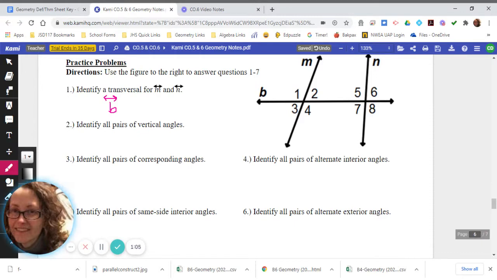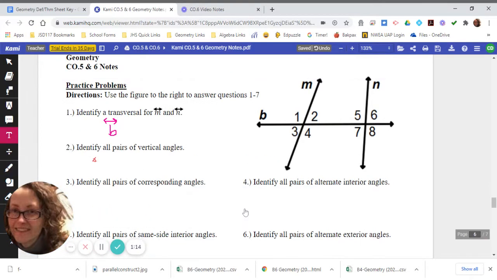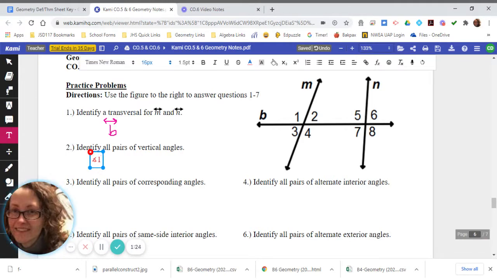So question number 2 is asking me to identify all pairs of vertical angles. So looking at my diagram, I have vertical angles at angle 1 and angle 4. Angle 1 and angle 4. I also have vertical angles at 2 and 3.